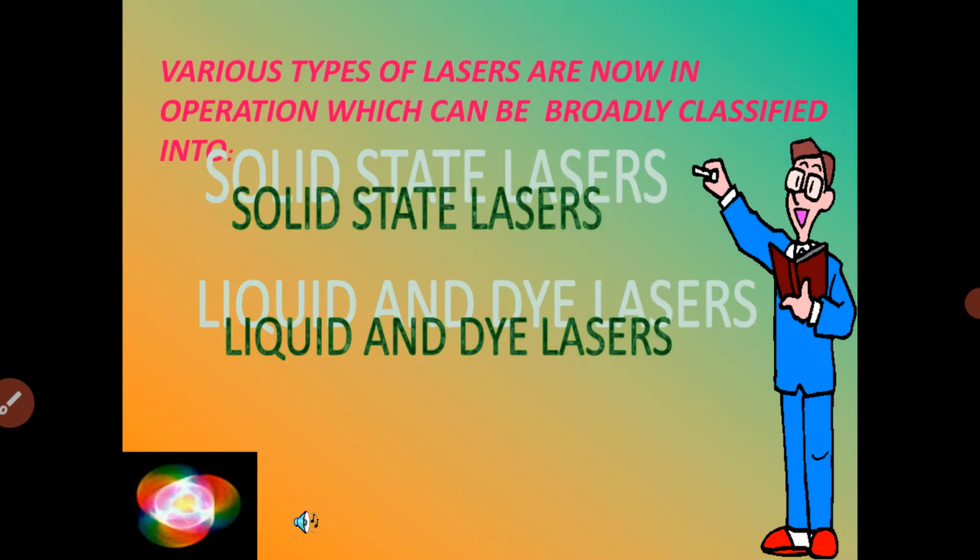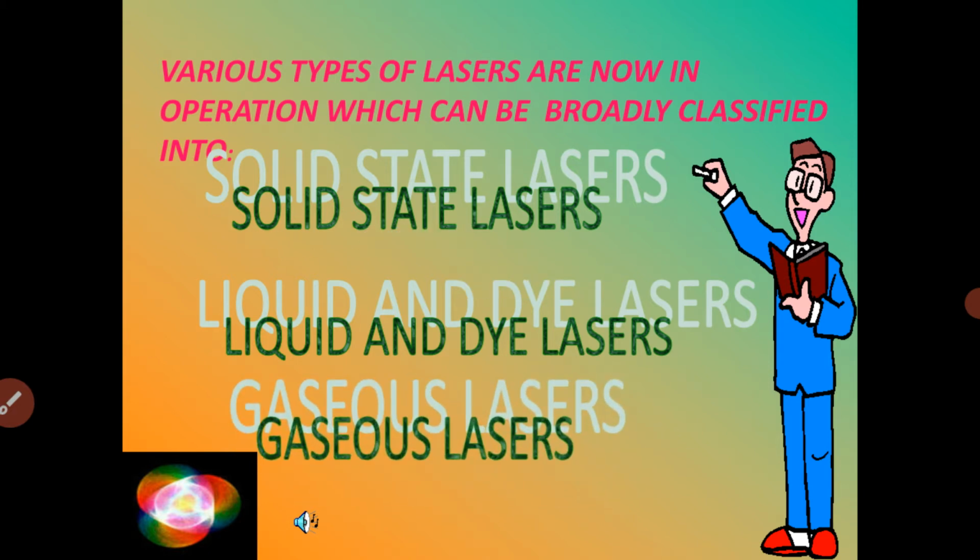Next, there are various types of lasers now in operation, which can be broadly classified into three types. Here we can see first is the solid state lasers, second liquid and dye lasers, and third is the gaseous lasers. There are several types of lasers, but broadly these three types are solid state, liquid state, and gaseous lasers.